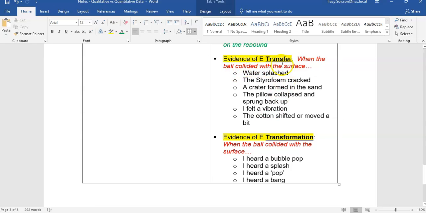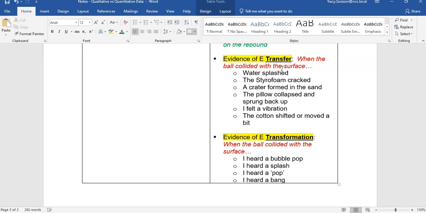So when the ball collides with a surface, so if I let the ball collide with a bucket of water, the water's going to splash. Well, the water was perfectly still until the ball made contact or collided with the water. So that is proof. When the water splashes, you see that splash. That is proof that some of the ball's moving kinetic energy transferred into the water and made the water move.